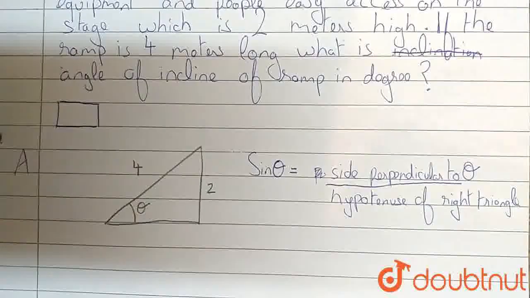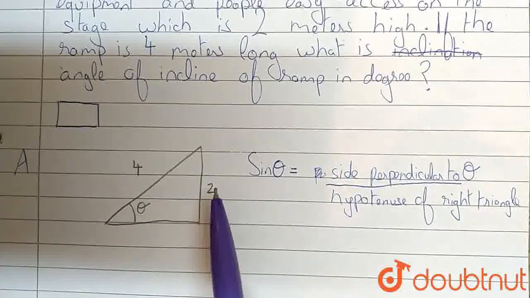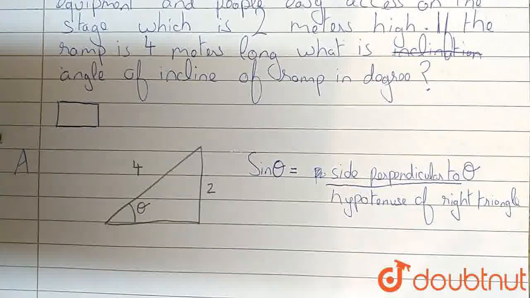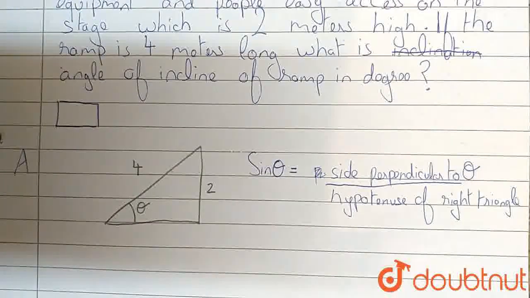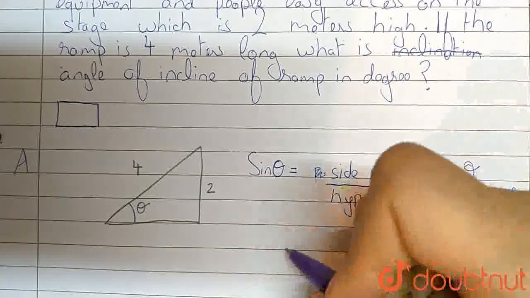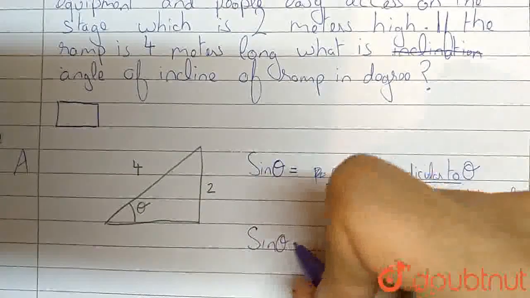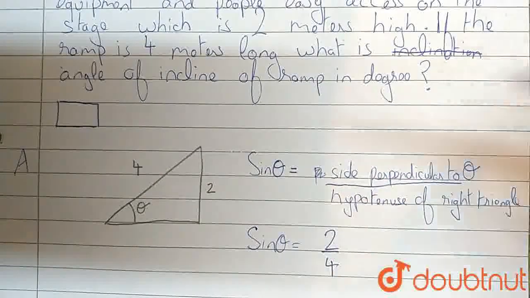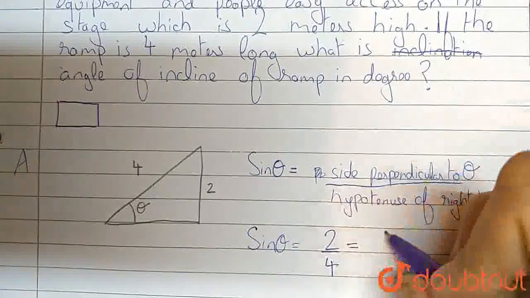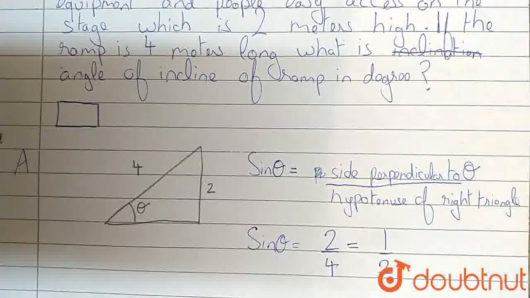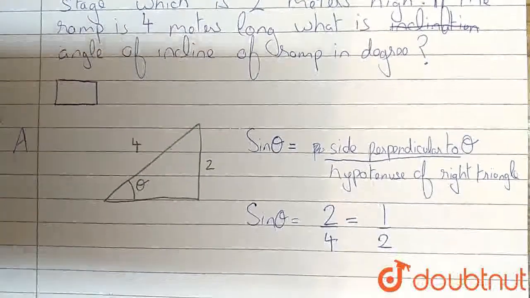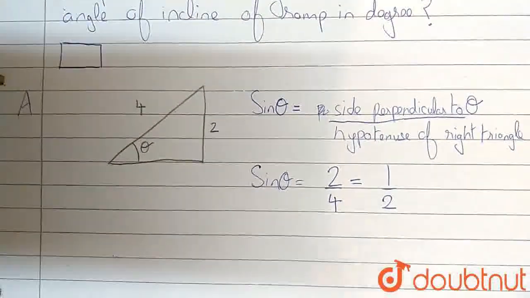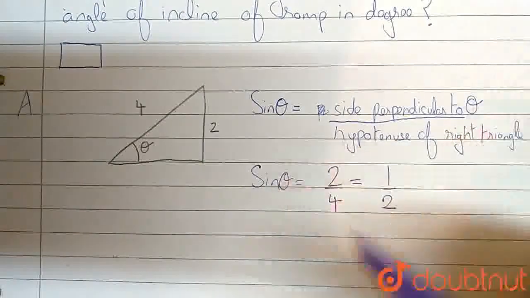Hence here we can see that the side perpendicular or opposite to this angle theta, sine theta is equal to 2 by 4. The hypotenuse is 4 and the side perpendicular is 2. So this is equal to 1 by 2.